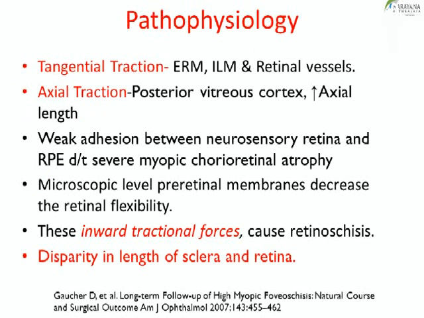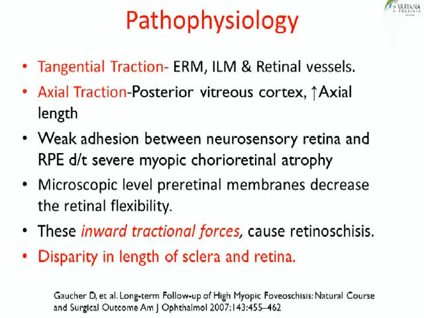So what is the pathophysiology? The main thing is there is a tangential traction that could be due to the ERM, and it could be due to the ILM, that is the internal limiting membrane. The ILM can be rigid and tense. And the other important thing is the retinal vessels. The retinal vessels themselves are like a clothesline that you see. So the vessels are taut, so that itself can cause schisis.